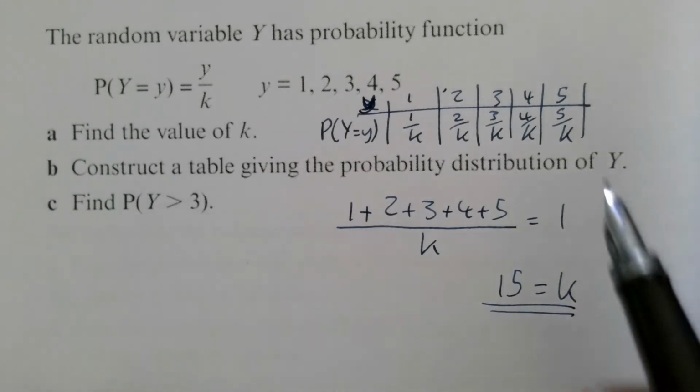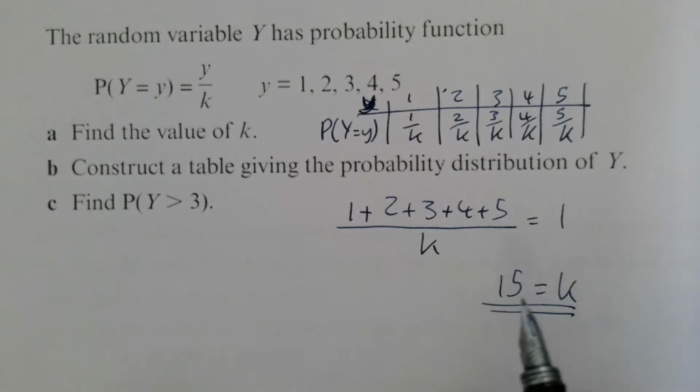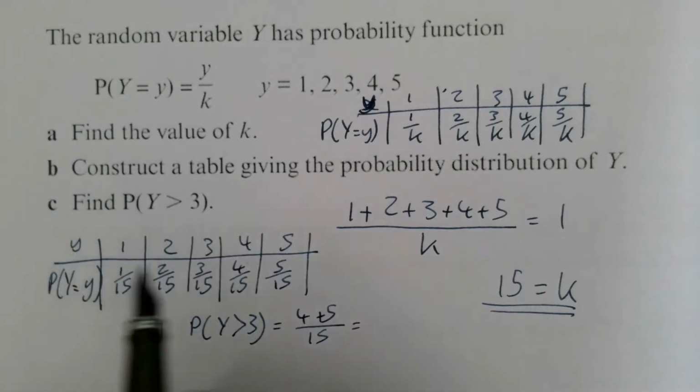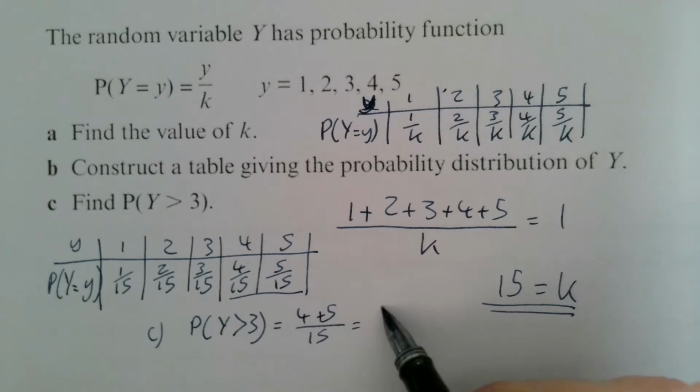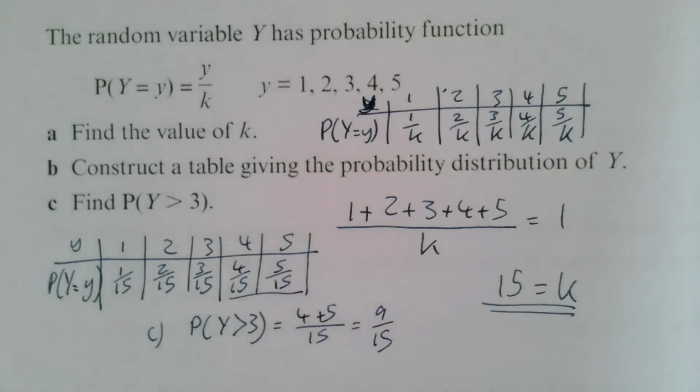And then the table is just going to be replacing the k with those 15s, and then you're finding a probability. Giving us a table like that, probability bigger than 3, well we're just interested in 4 and 5, so it's 4 plus 5 over 15, which is 9/15, or 3/5 if you prefer. Okay, that's the first half of our questions. We're going to have 3 which start moving on towards your binomial stuff.